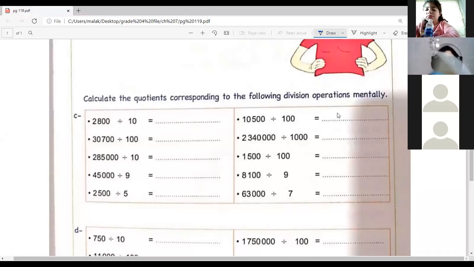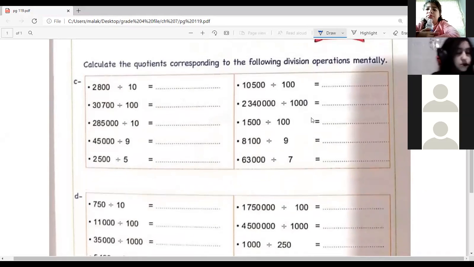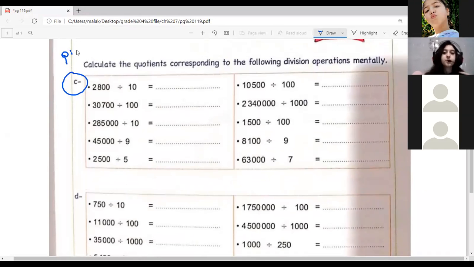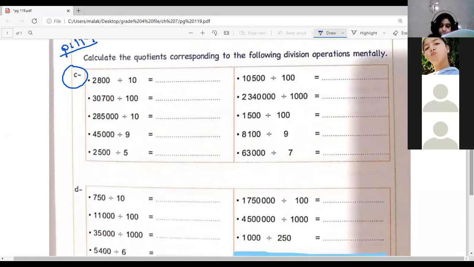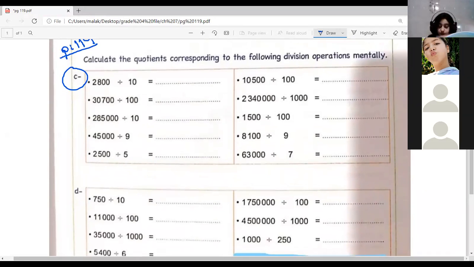119. We will do part C, then we will correct our homework part D, okay? Yes. Okay, teacher. Let's start with part C, page 119. Part C. Calculate the quotients corresponding to the following division operations mentally. Let's start with Yasmin. Yes, teacher.